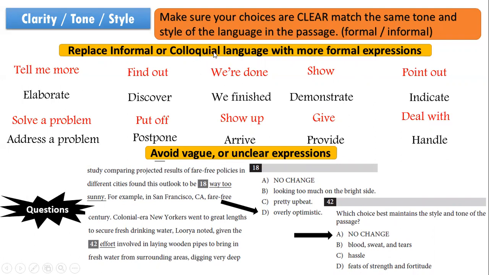Colloquial language is the expression that is used in a two-word expression, like "we are done," "point out," "find out." So now you have an idea of what formal language looks like. And let's go for subject-verb agreement, because this is a very, very common topic in your exams.